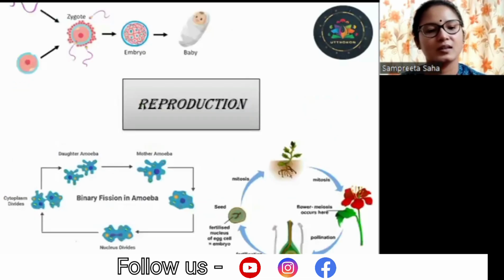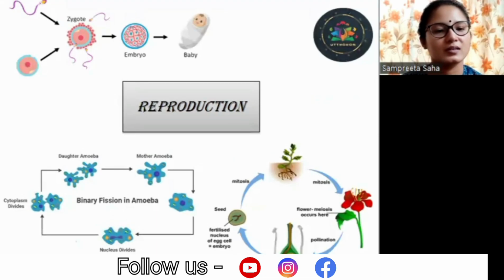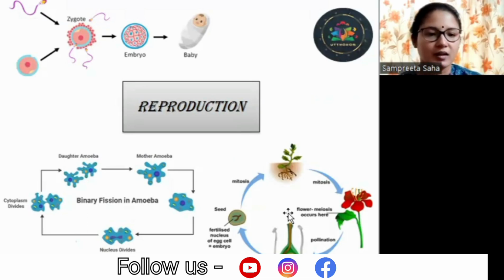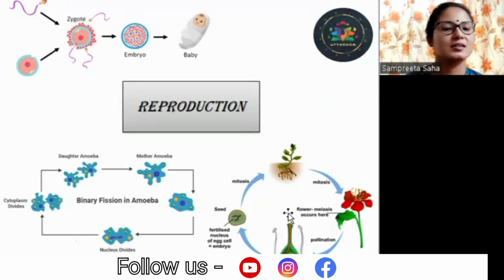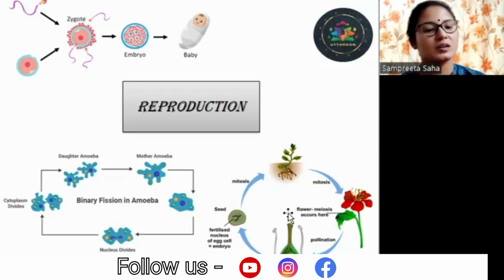So let us discuss the types of reproduction that we have. In this picture, you can see here I'm showing you a few examples of reproduction. First one is that of the human beings. You can see that two gametes or sex cells are coming together, they are fusing to form zygote. And that zygote is giving rise to embryo, and from an embryo, after several stages of development, we get an infant or baby.